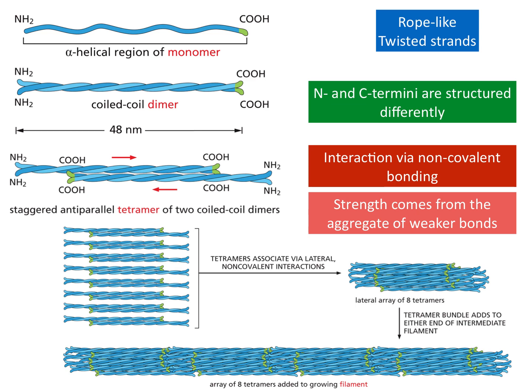One of the important things about intermediate filament proteins is that their N and C termini look different. They're structured differently. And that means within the coiled dimer, there is directionality, that the N terminus looks structurally different than the C terminus. Dimers interact to form tetramers via non-covalent bonding. And that non-covalent binding makes it sound like the interactions are pretty weak, but the strength comes from the aggregation of so many weaker non-covalent bonds.